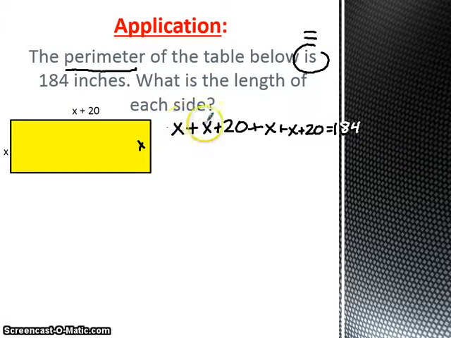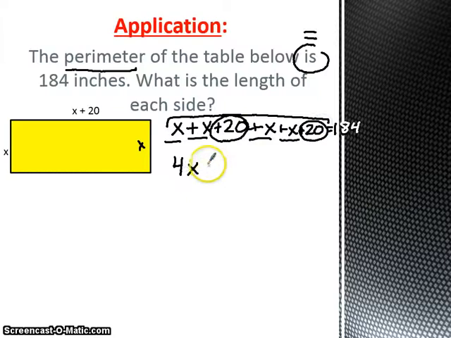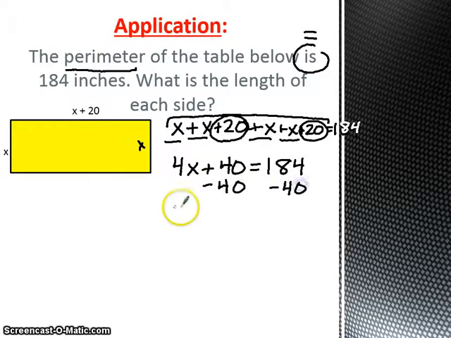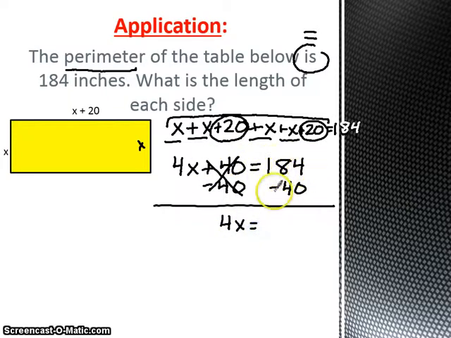Now, combine the like terms that we see on the same side. So we have x plus x plus x plus x, which makes positive 4x. We also have constants that are like terms of plus 20 and plus 20, which makes plus 40. And we know that that's equal to 184. If we subtract 40 from each side, positive 40 minus 40 makes 0, so we get 4x left over. 184 minus 40 makes 144.